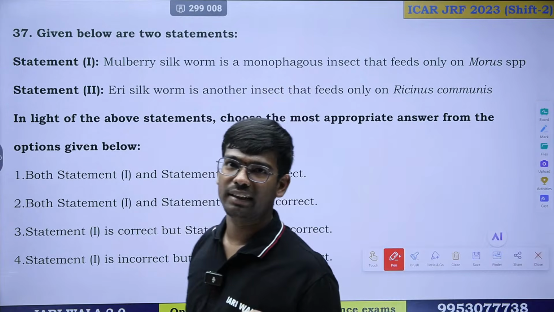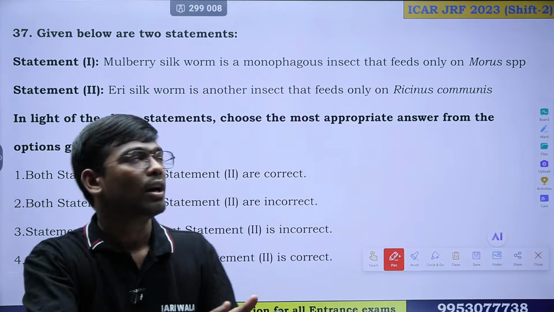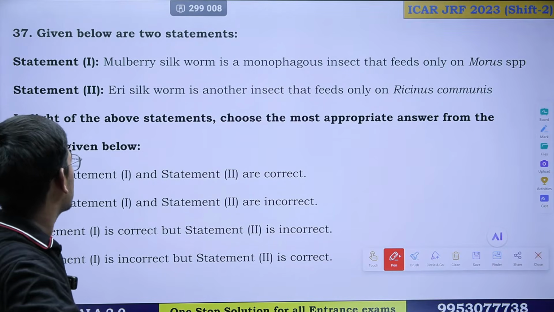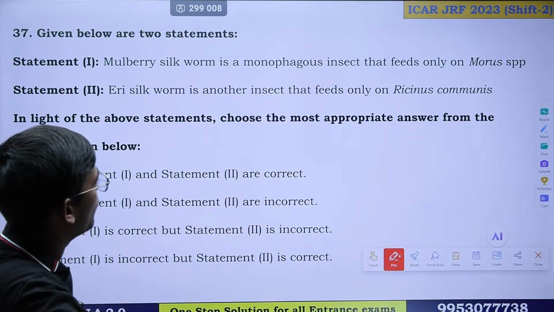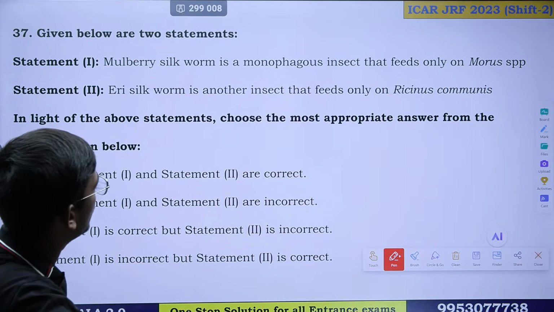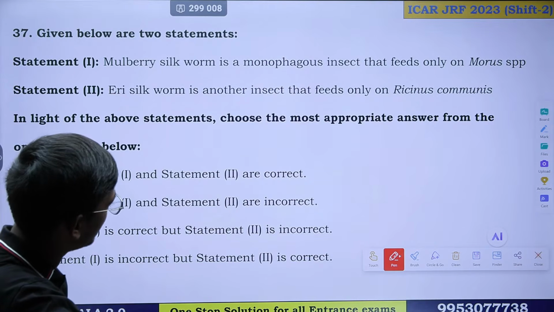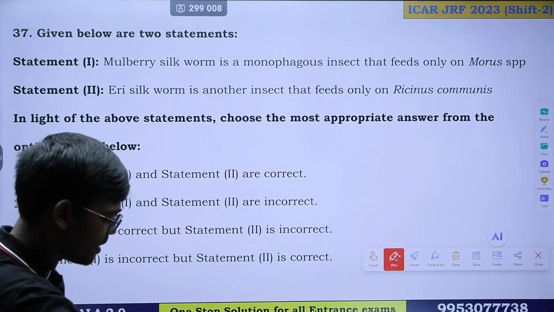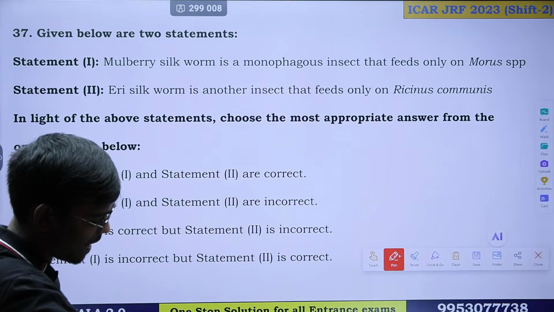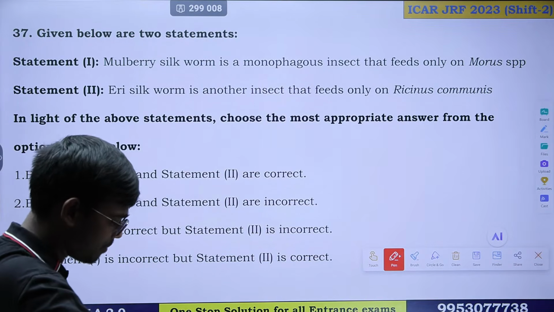Given below, in the next question, are two statements. Statement 1: mulberry silkworm is a monophagous insect that feeds only on Morus species. Statement 2: eri silkworm is another insect that feeds only on Ricinus communis, that is the scientific name of the castor. Okay.